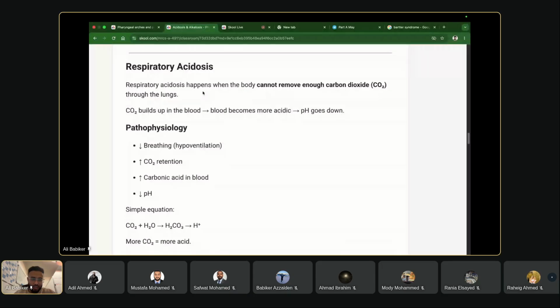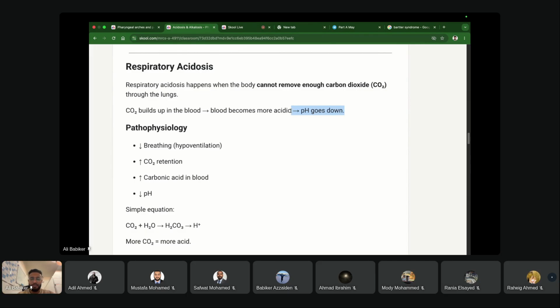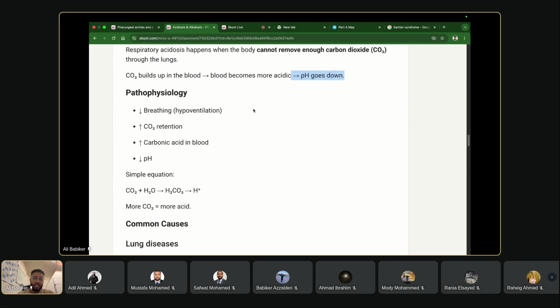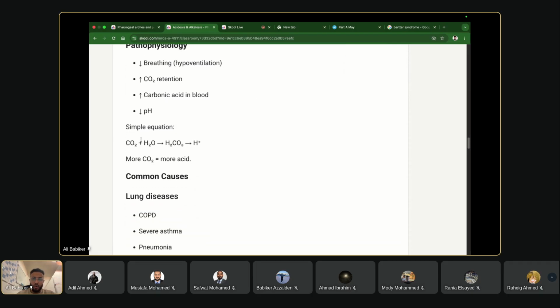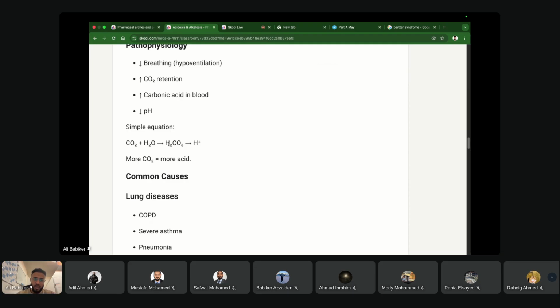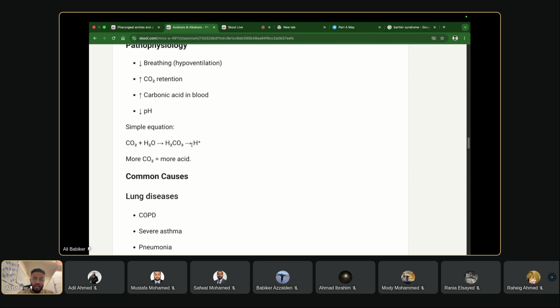Okay. Respiratory acidosis happens when the body cannot remove enough carbon dioxide through the lungs. CO2 builds in the blood. Blood becomes more acidic. pH goes down. I told you, think about CO2 as acid. Okay? All right. Pathophysiology. Decreased breathing will lead to CO2 retention. Carbonic acid in the blood. This will reduce the pH, meaning it will be acidotic. Simple equation: CO2 plus H2O will lead to HCO3 plus H plus. This equation can go this way or this way. More CO2 means more acid, as I already said to you.